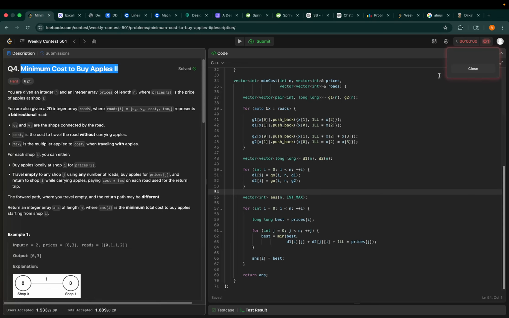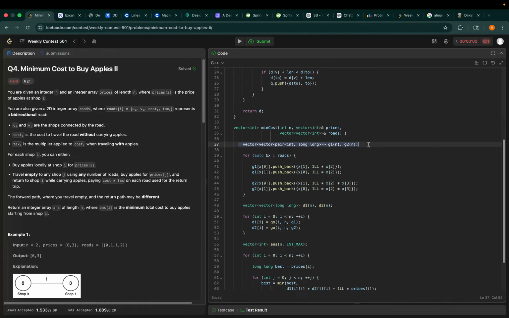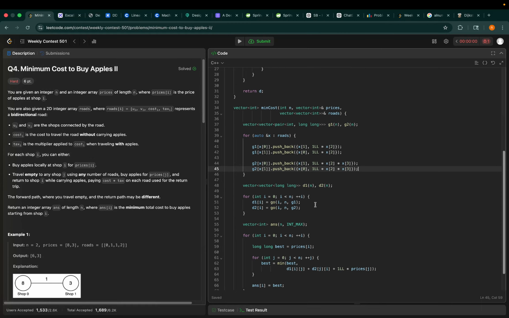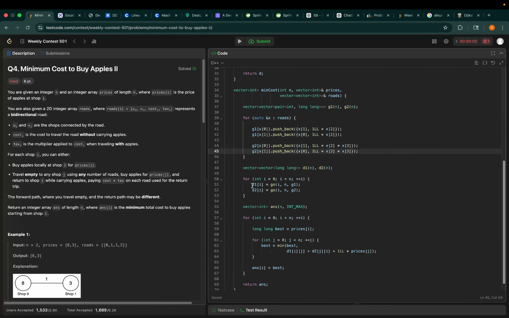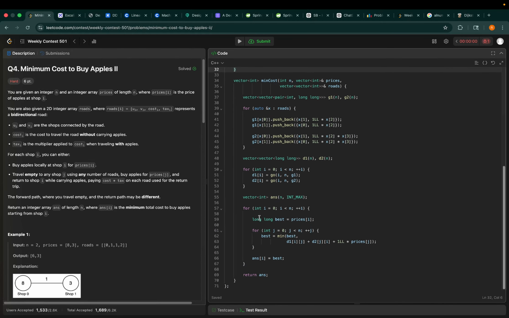Just going through the code, I'm doing the same thing in the code as well. I took two graphs. I made the edges. The first graph contains only cost edges without apples. The second graph contains edges with cost and taxes. And then I just do a Dijkstra on all nodes, like we discussed, D1 of I and D2 of I, which looks like this. This is basically my Dijkstra function. It's pretty straightforward. And then I just brute force.